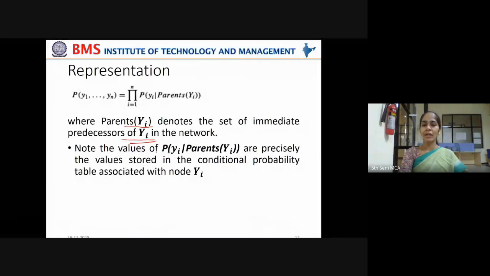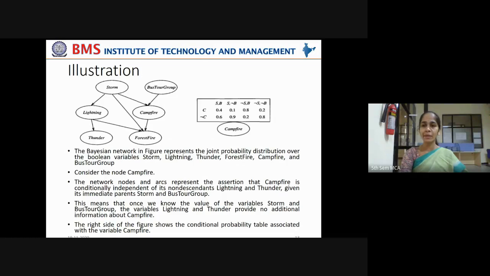Now note the values of probability of yi given parents of yi are precisely the values stored in the conditional probability table associated with the node yi. So whenever you are asked to calculate the probability of the child, you will be given the probability of the child occurring with the parents, for each combination of parents occurring and not occurring. I'll show you how. Now see in this table, the table is visible clearly for you.